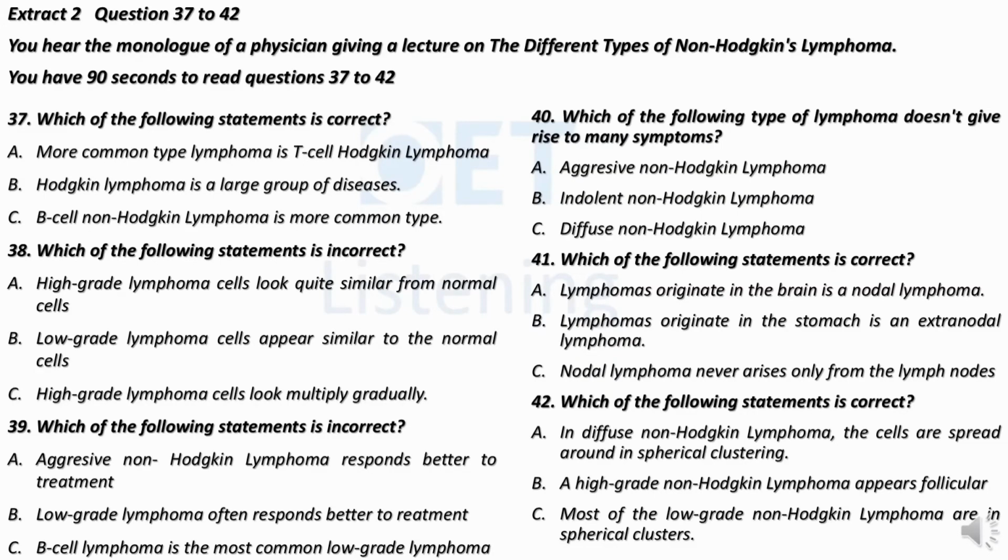In follicular lymphoma, the cancer cells arrange themselves in spherical clusters called follicles. In diffuse non-Hodgkin lymphoma, the cells are spread around without any clustering. Most of the time, low-grade non-Hodgkin lymphoma looks follicular, and intermediate or high-grade non-Hodgkin lymphoma looks diffuse in biopsy. Non-Hodgkin lymphomas are also described as common or rarer based on the statistics of the new cases every year.